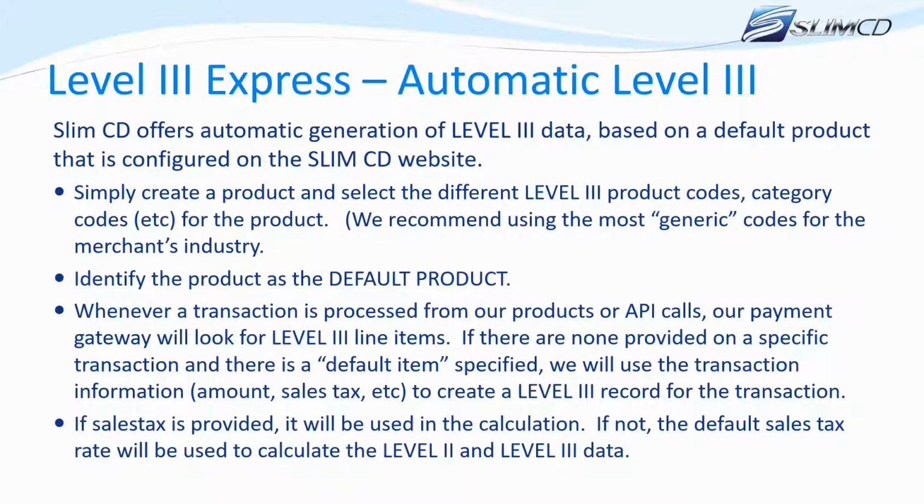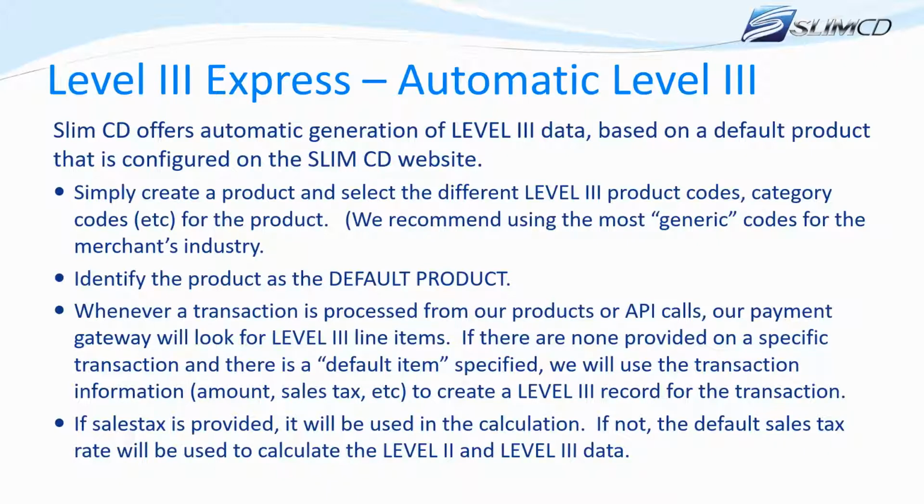Now we have something called Level 3 Express, and this is going to be important for a lot of folks that want to get Level 3 but don't want to do all the work to send the line item details. And how that's done is you create a default product within the SlimCD website. So you'll create a product, pick a category code, and all the commodity codes and all those things, and we recommend you choose generic codes that best match the merchant's industry. So if they're selling auto parts, rather than saying it's lug nuts for your car or windshield wiper blades, we suggest you choose something like generic auto parts and then mark that product as a default product.